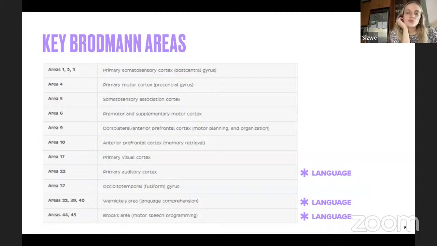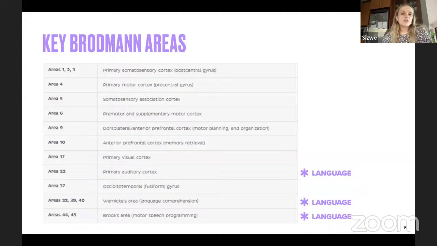Area 9 is your dorsolateral or anterior prefrontal cortex. That's involved in motor planning and organization. The example Mr. Zondo always used to use with us was that motor planning and organization is like a dance routine. So it's not just you're going to walk. It's like you have coordinated and rehearsed the movements that you are making. Okay. Area 10 is your anterior prefrontal cortex involved in memory retrieval.